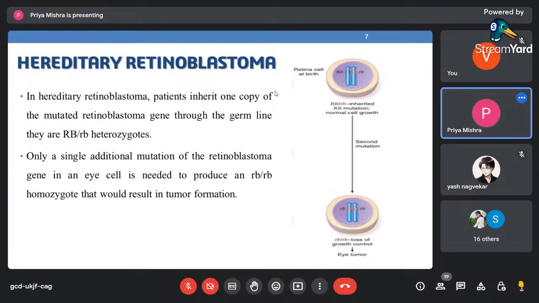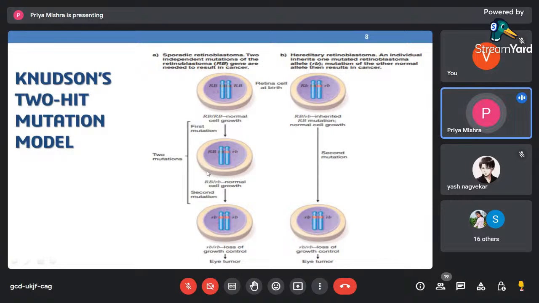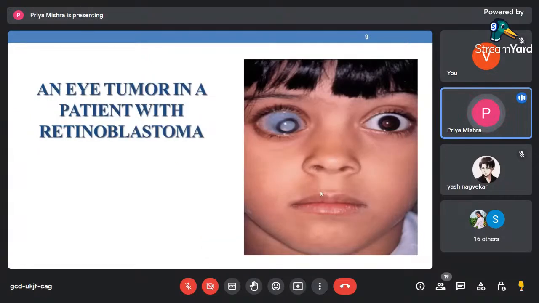This is a comparison. Here we can see that in sporadic retinoblastoma, two mutations are required for loss of growth control and for the eye tumor to form. And in hereditary, only a single mutation is required for formation of the eye tumor. This is how a retinoblastoma patient looks.